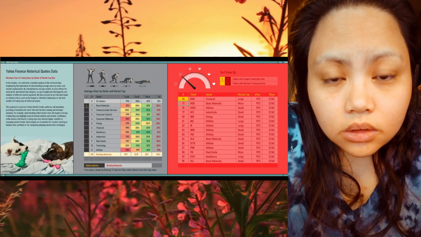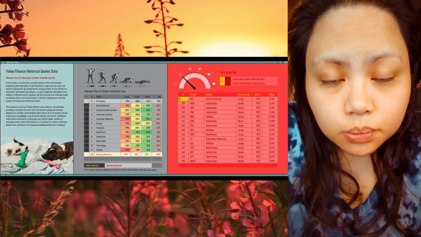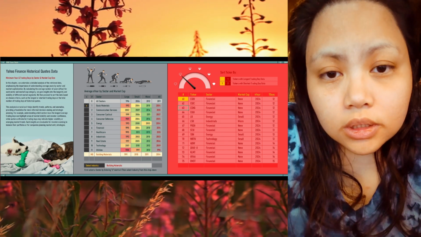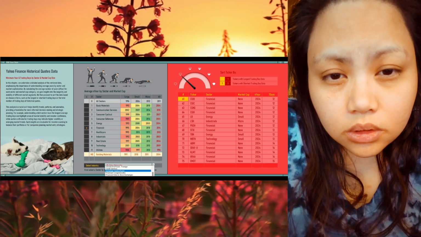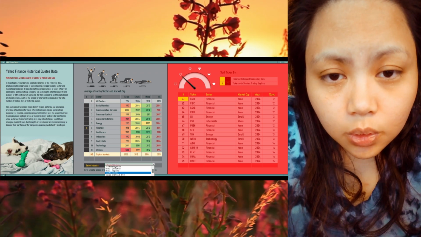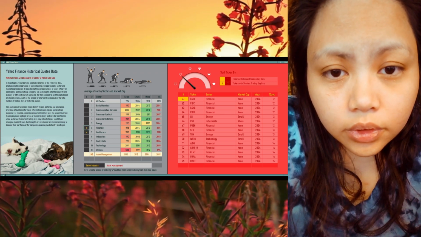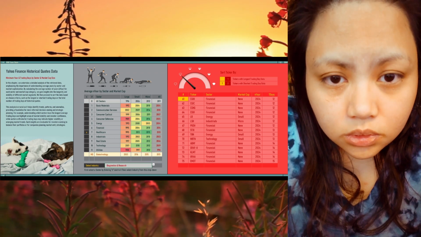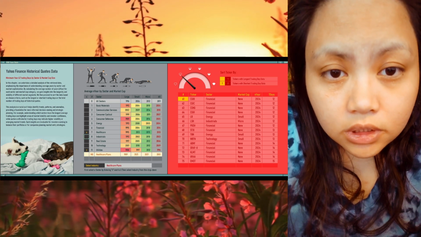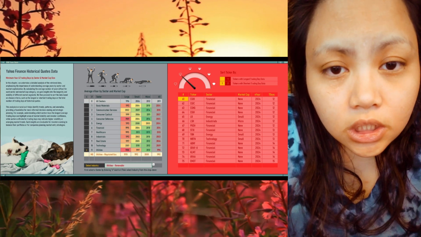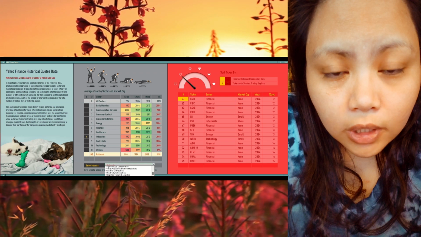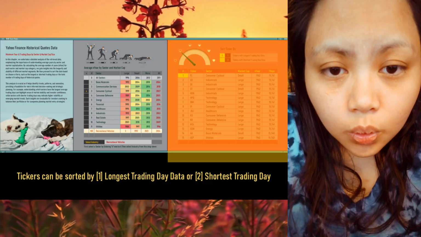So this statistics dashboard under the ST sheet takes a look at two of the variables that were recorded in the Yahoo Finance historical quotes extraction: the minimum year of this historical data for each ticker and the number of trading days. That's the actual number of trading days that were recorded.